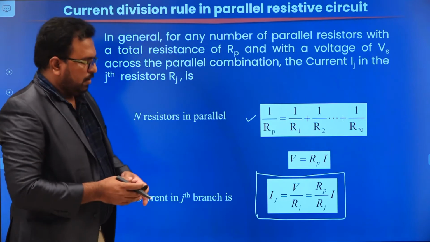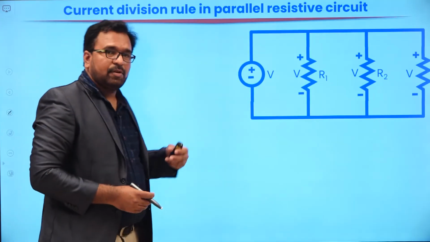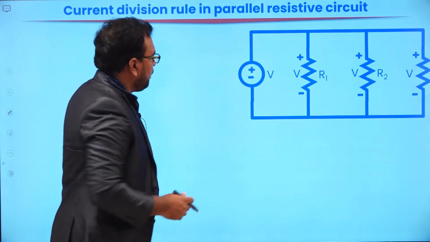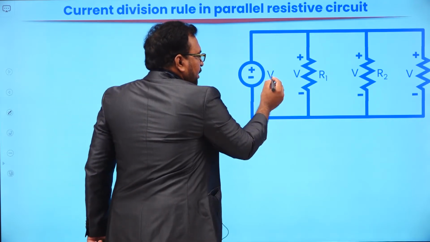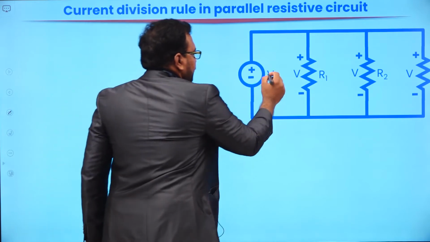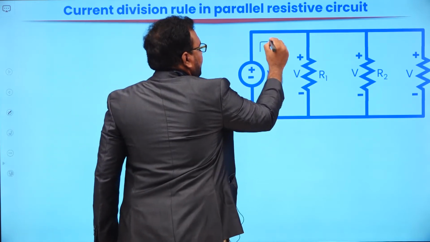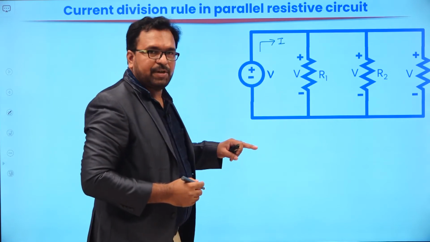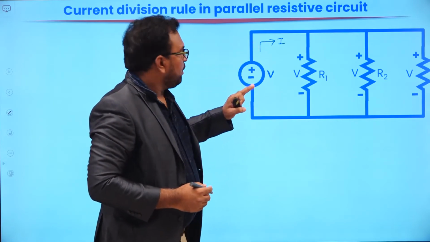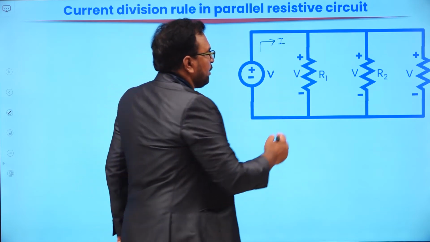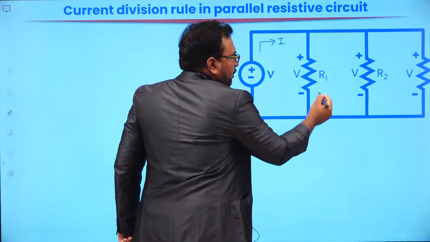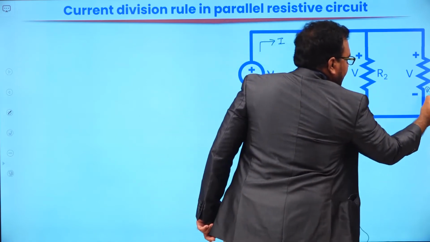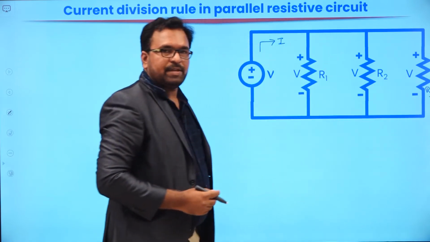Let us apply the current division rule once again. I have considered a parallel resistive circuit. Here the total voltage applied is V. Assume that this voltage V produces a current of value I. Since it is a parallel circuit, the voltage remains the same. The voltage across R1 is V, the voltage across R2 is V, and the voltage across R3 is also V.